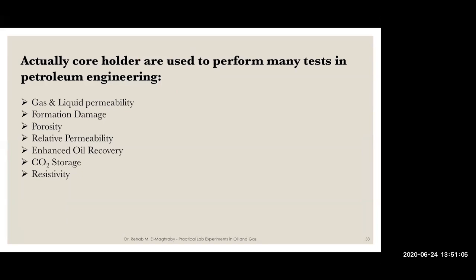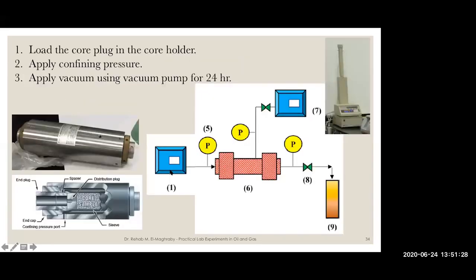This core holder is important because you can use it in many experiments in petroleum engineering, like gas and liquid permeability. The most commonly used core holder is the Hassler type core holder. You can use a core holder for formation damage, porosity, relative permeability, enhanced oil recovery, and resistivity. For many experimental works in petroleum engineering, you use the core holder, the Hassler type core holder.